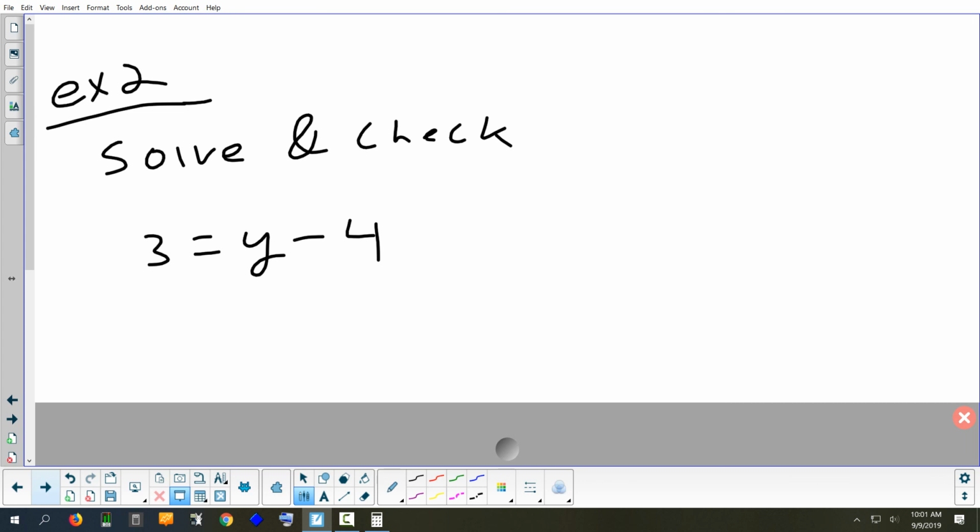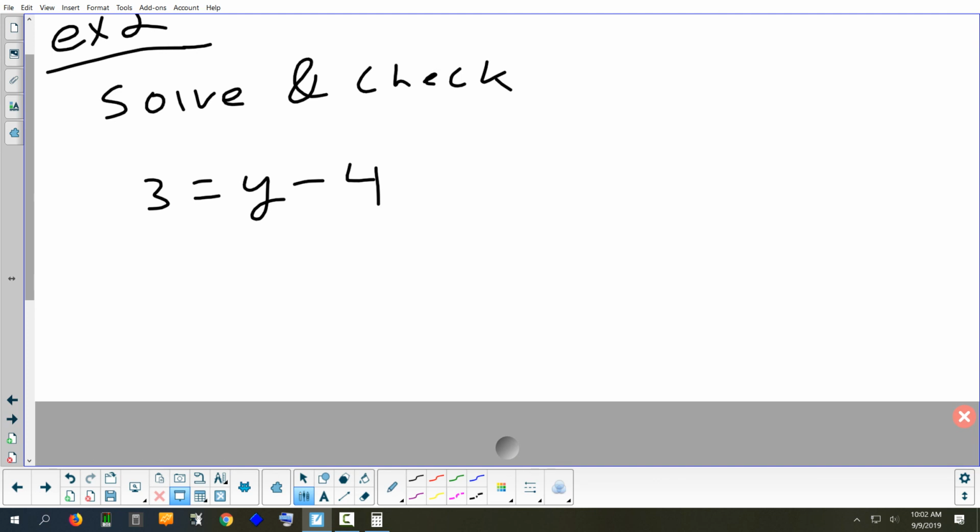So example 2, solve and check. Now, this one looks a little different, right? Because the variable's on the right. That's fine. Let's just leave it on the right this time. I showed you before, if you want, you can switch everything: take what's on the right, copy it to the left, and what's on the left, copy it to the right. I'm not going to do that on this one. The downside of copying it is you're doing one extra step, and if you copy it wrong, it's now messed up. So I just leave it the way it is.